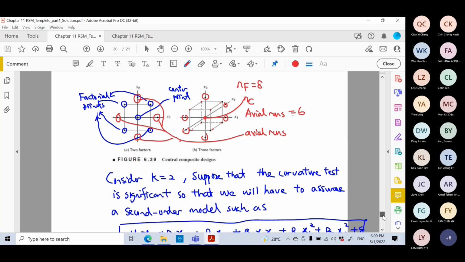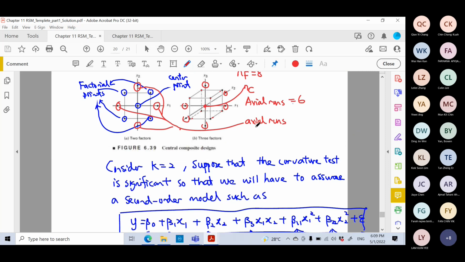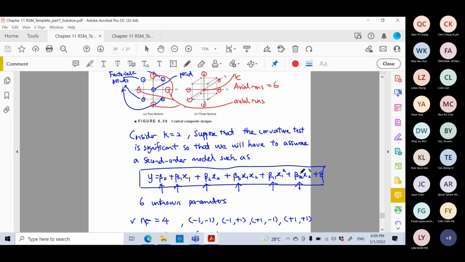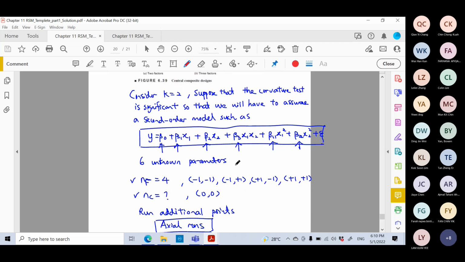After this, at the last slide of the previous section, I also told you the equation we want to form for the second order model, where the second order model will involve the quadratic terms. If you observe this equation, you have beta naught, beta 1, beta 2, beta 3, beta 4, beta 5. So altogether it is 1, 2, 3, 4, 5, 6. You have 6 unknown parameters.